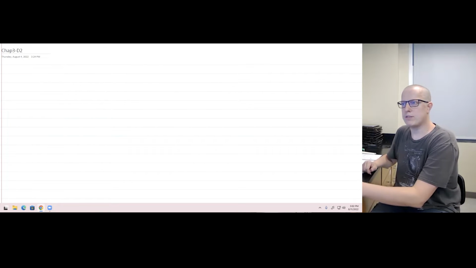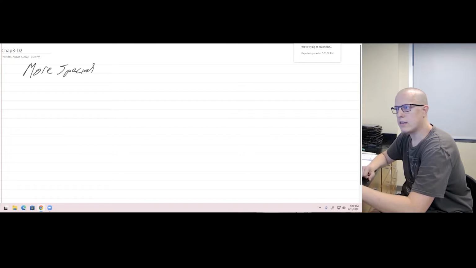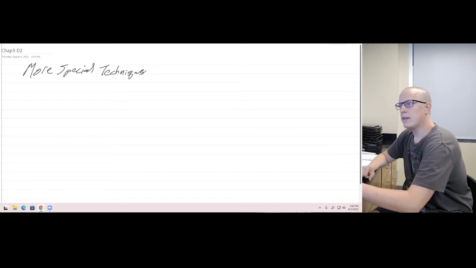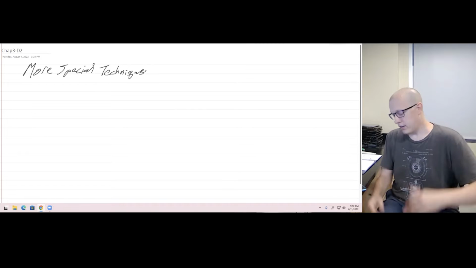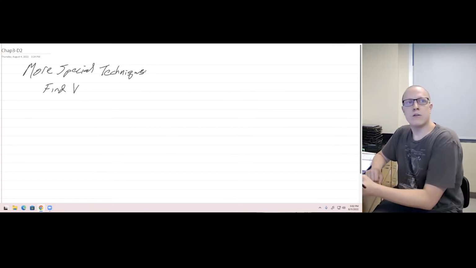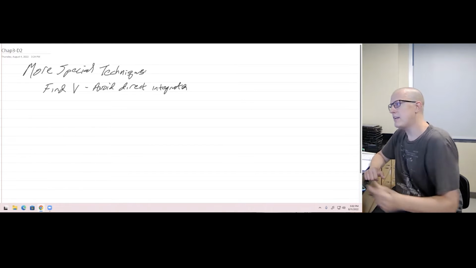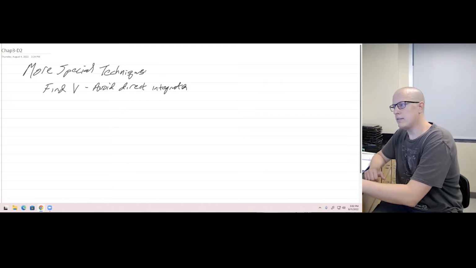So today we're going to continue along in this chapter 3. We're going to do more special techniques. Generally, the idea between what we talked about last time and what we're going to do today is to be able to find the potential. We want to be able to find V, and for the most part, we were trying to avoid doing direct integration. Because anytime we can avoid doing some integrals, that's a happy day.